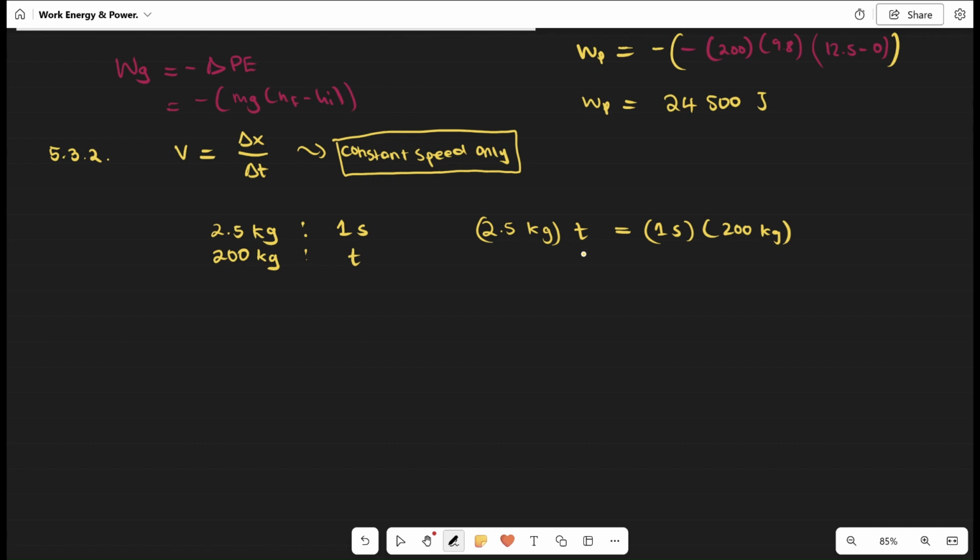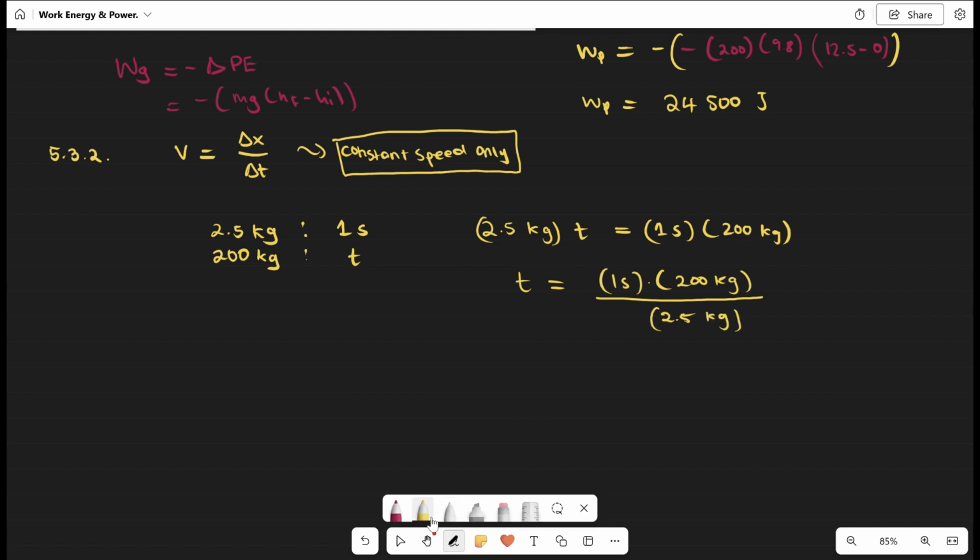So now we can try to solve for t. We have t is equal to 1 second times, actually you don't have to carry these units, but I want to so we can see when things cancel out. It makes more sense that way. So we have 200 kg divided by 2.5 kg. From that we can see that kg and kg cancel, so 1 is just 1, and we are left with seconds.